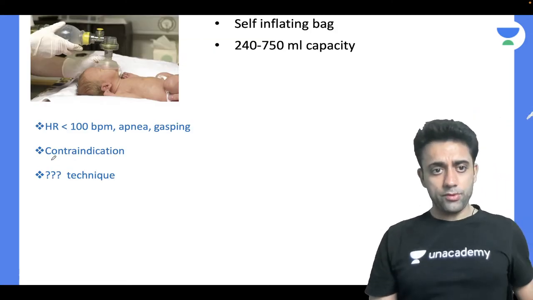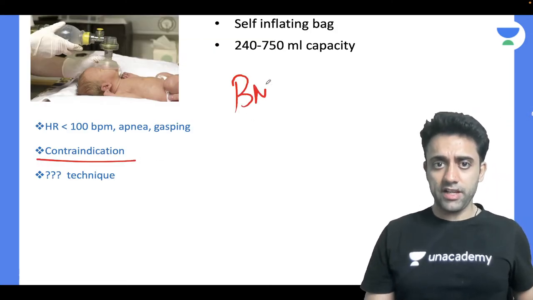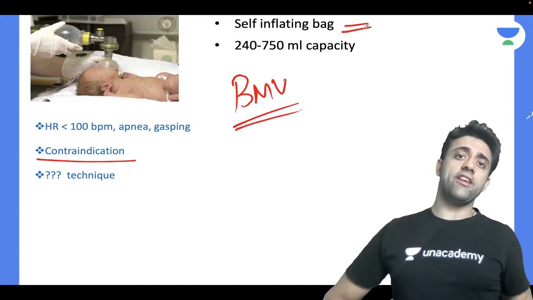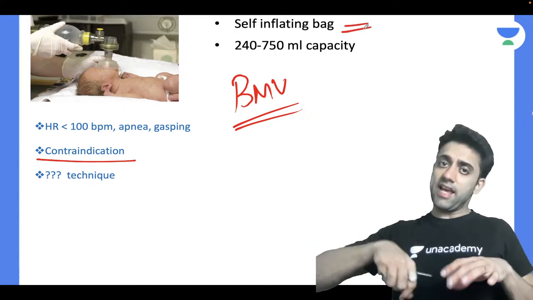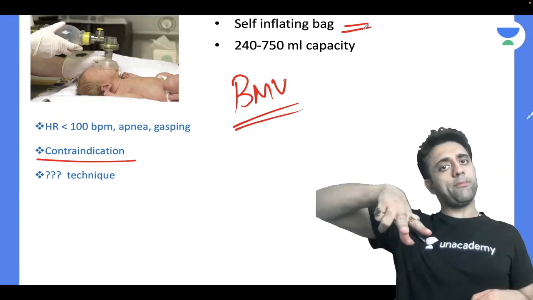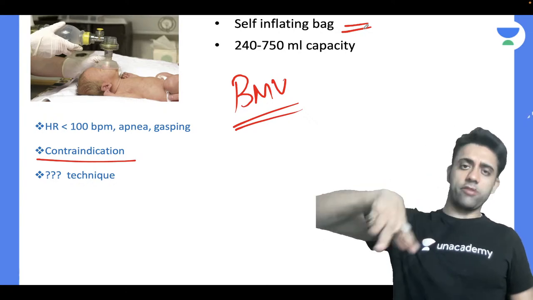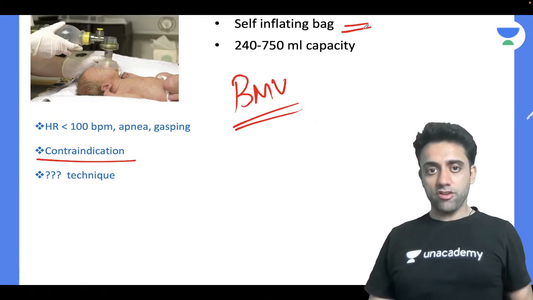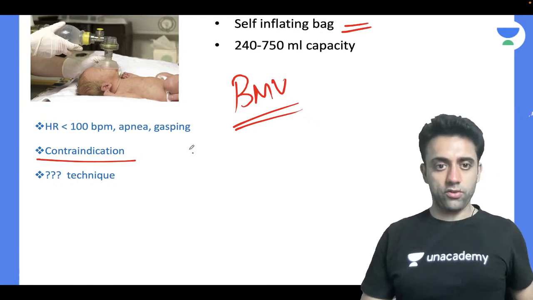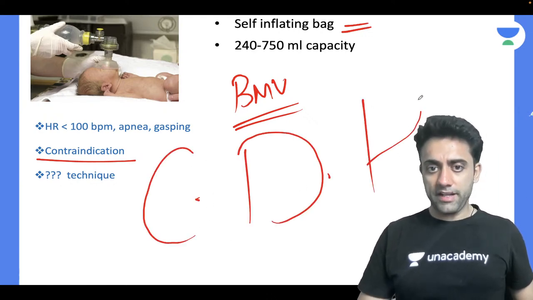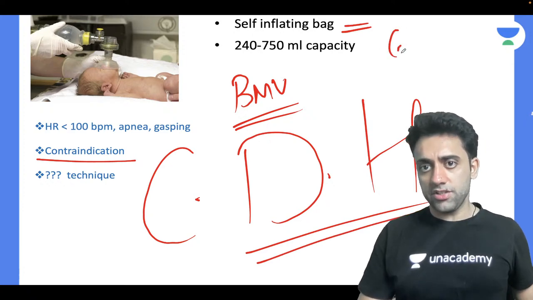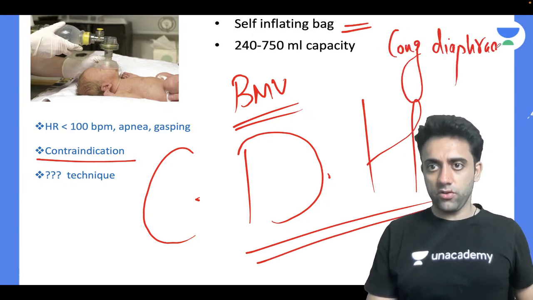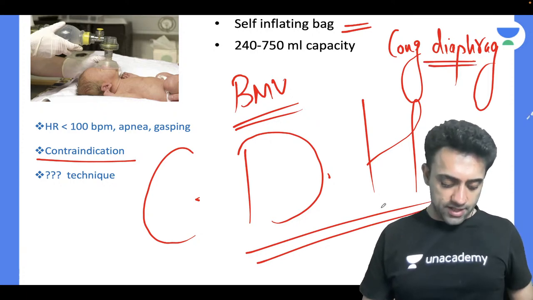What is the absolute contraindication of bag and mask ventilation? Anyone? As we know, bag and mask is a self-inflating bag. If I press like this, it will automatically deflate by itself. What is the absolute contraindication of bag and mask ventilation? I think everyone knows. Congenital diaphragmatic hernia, CDH. It is the most common absolute contraindication of bag and mask ventilation.